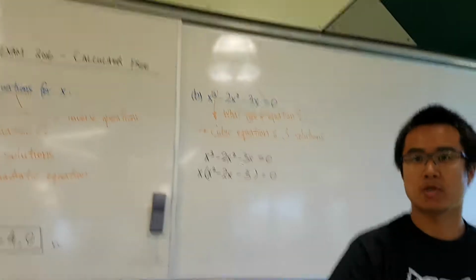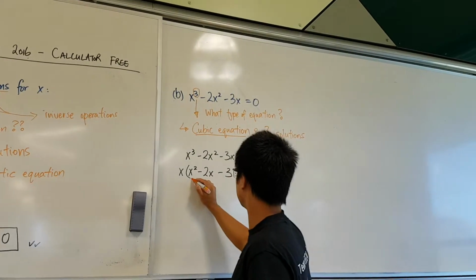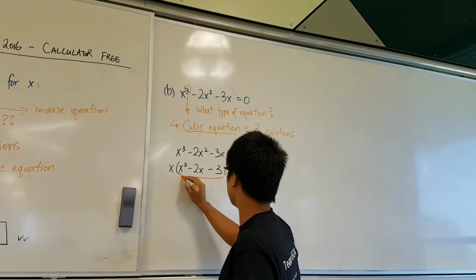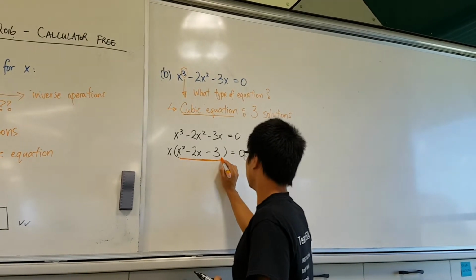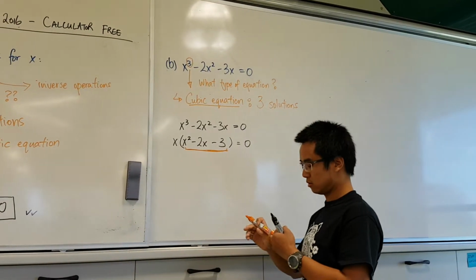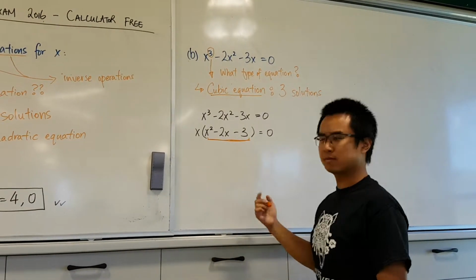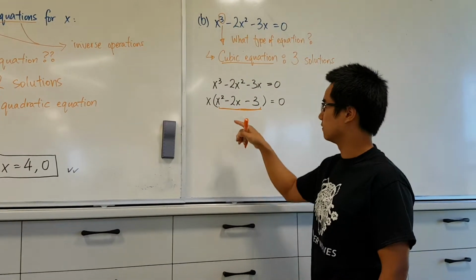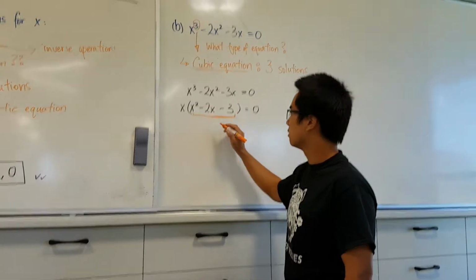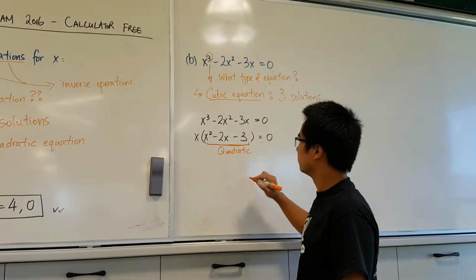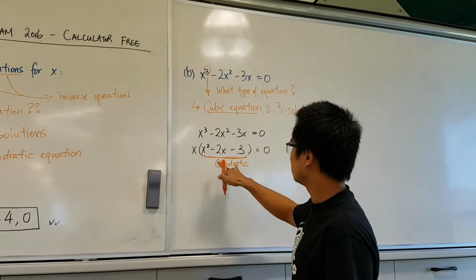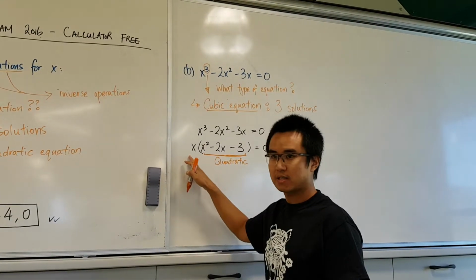Now what type of equation is inside the brackets? Perfect square? Not necessarily. Actually, no. What's the highest power in here? Squared. So what type of equation is it, if we just look at the brackets? Quadratic. So this is a quadratic inside a cubic. Well, it's a cubic, and we factor out an x.